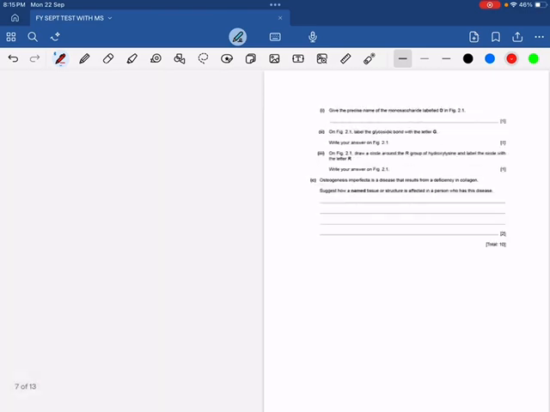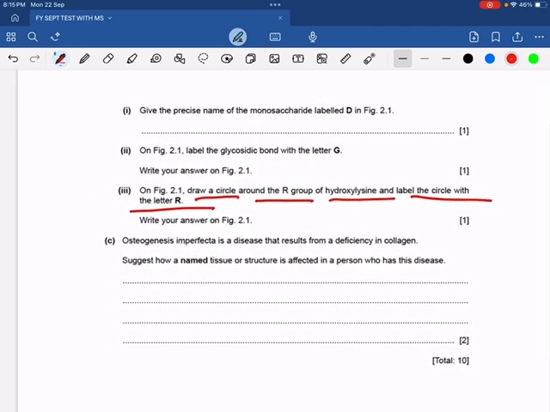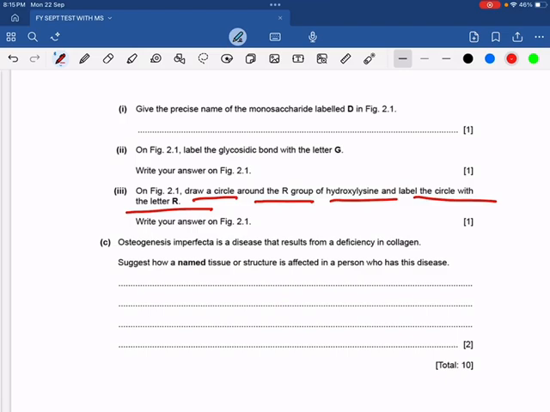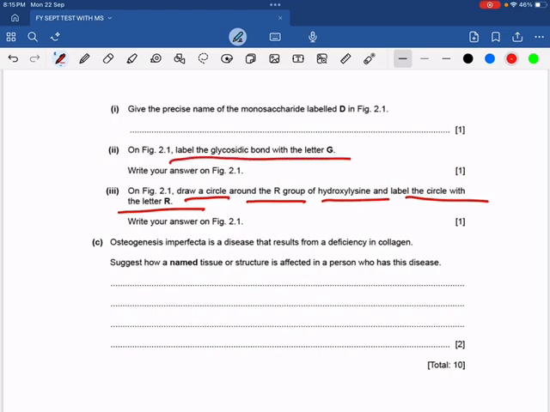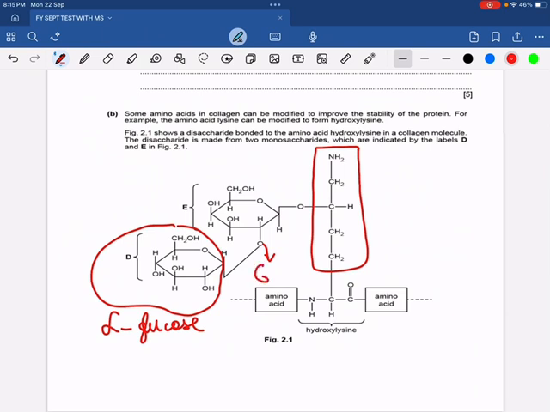And then the examiner said that you look at the instructions given by the examiner. On figure 2.1, draw a circle around the R group of hydroxylysine, label the circle with the letter R. So you had to be very, very careful in following the examiner's instructions. Also label the glycosidic bond with the letter G.